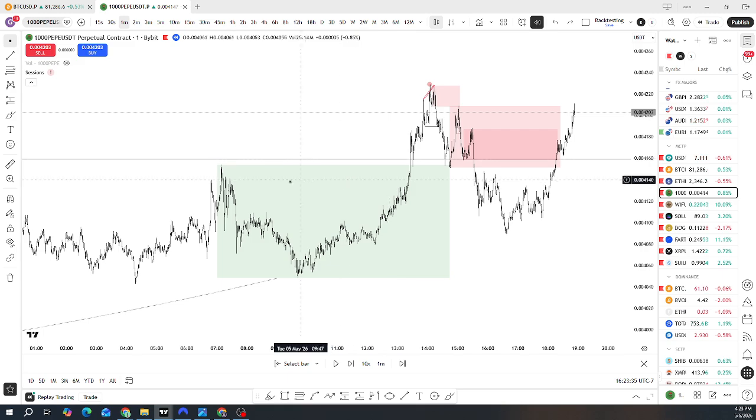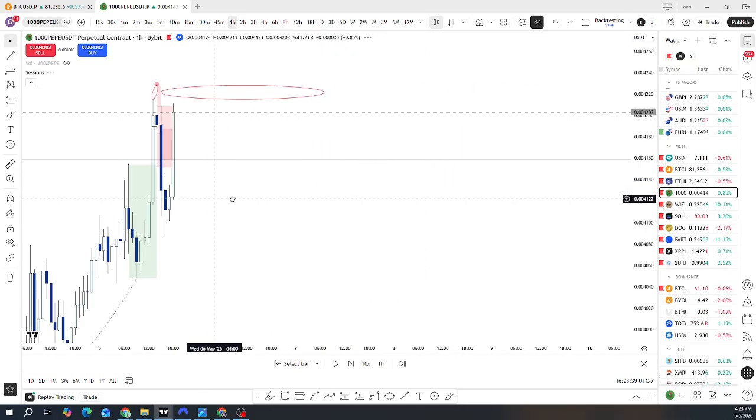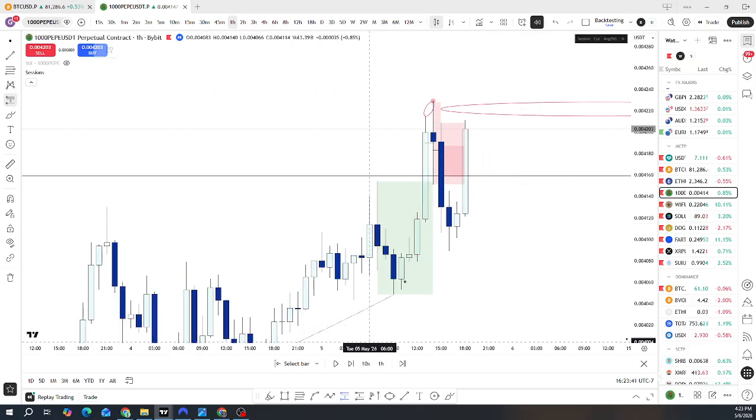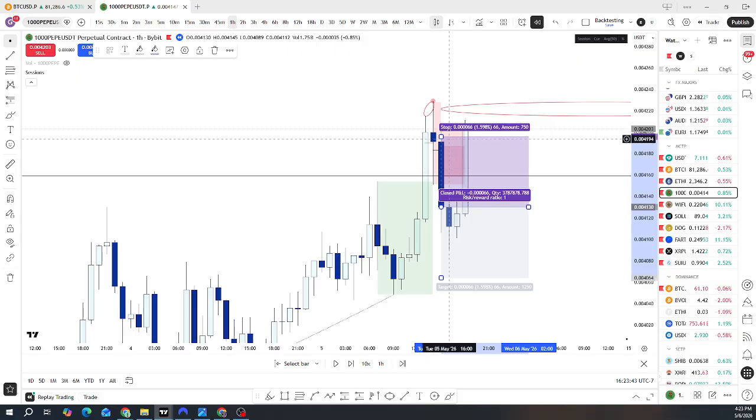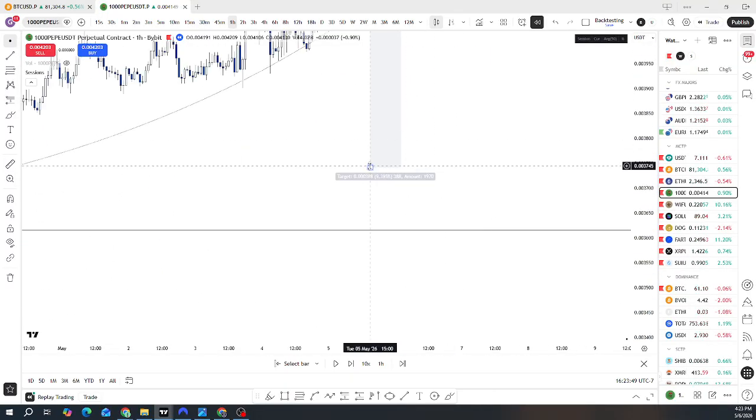Then we had the demand to supply flip, and the confirmation I used to enter this trade was on a 1 hour bottom or top formation confirmation, and I just entered the trade like this, which as you can see got stopped out, but that was the confirmation I used for this trade.